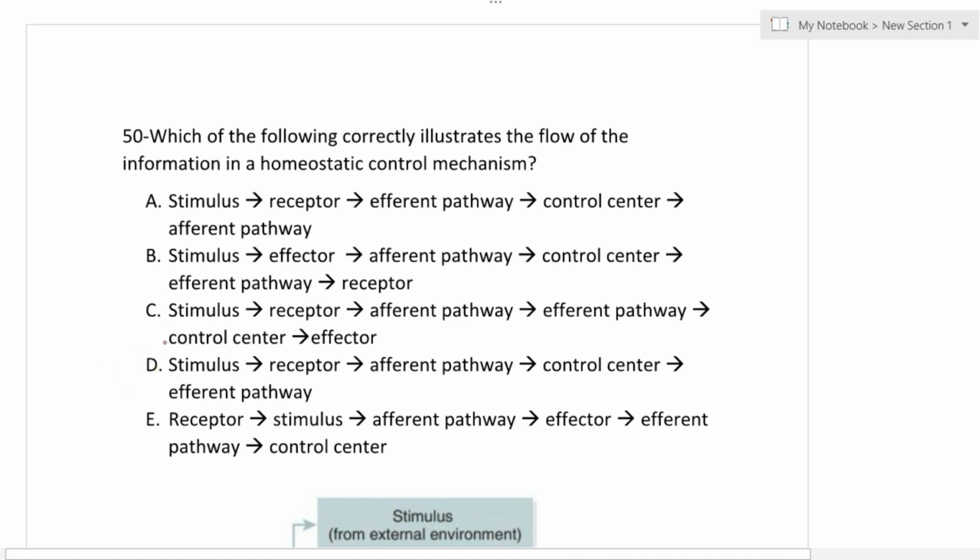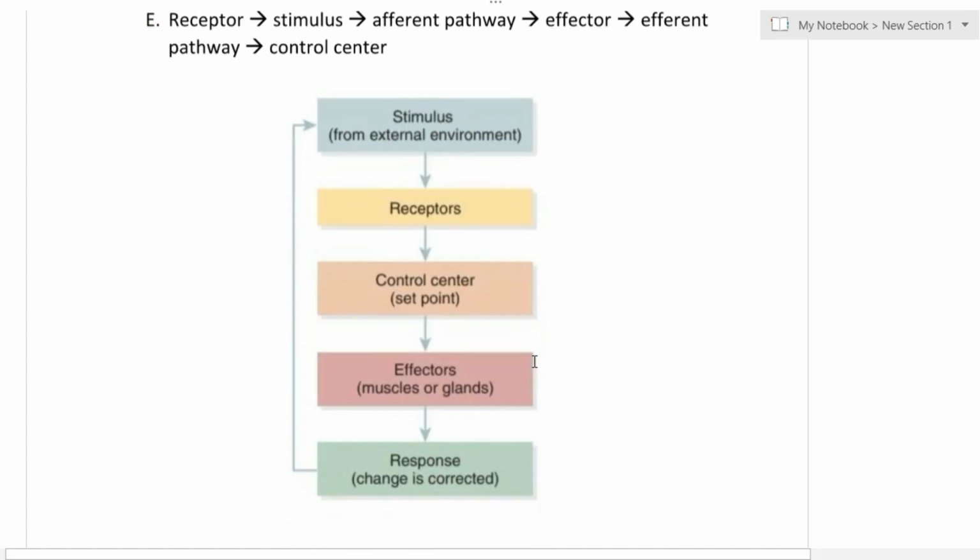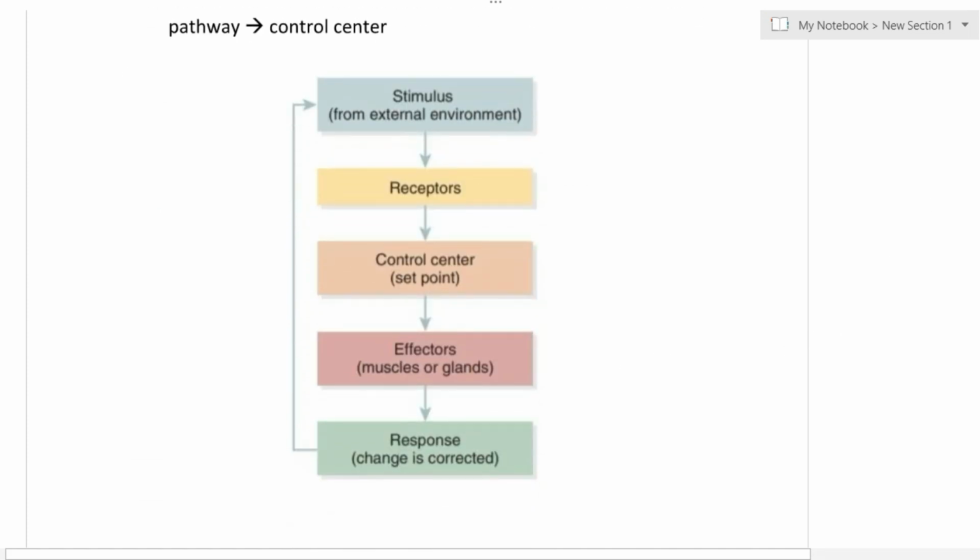The correct answer for this question is option D, that is stimulus, from the stimulus to the receptor, then from the receptor through the afferent pathway to the control center, then to the effector. Okay, here in this flow chart you can see the flow of information from the stimulus to the receptor, then from the receptor to the control center through the afferent pathway, and from the control center to the effector through the efferent pathway, then from the effector to the response. Okay, it will give the response.